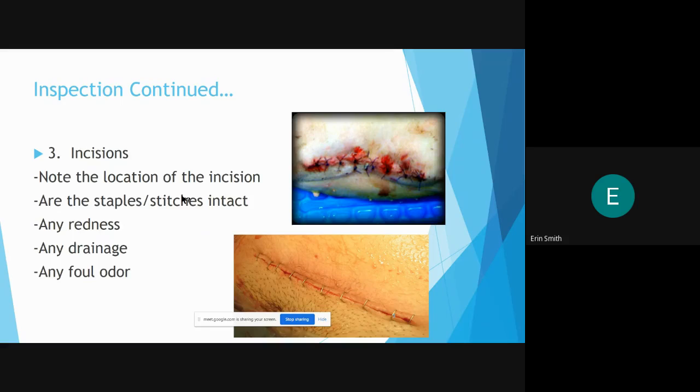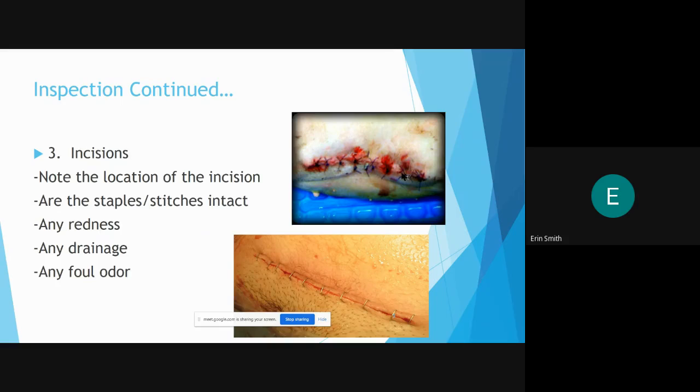But you're going to want to note the location of the incision. You're going to want to note, are the staples and stitches intact? Okay. So is there a staple that has potentially popped out or is missing? Has part of the incision maybe come undone? So that's definitely something you're going to want to note, and then obviously direct toward, make sure the nurse is as informed as well, or the physician.